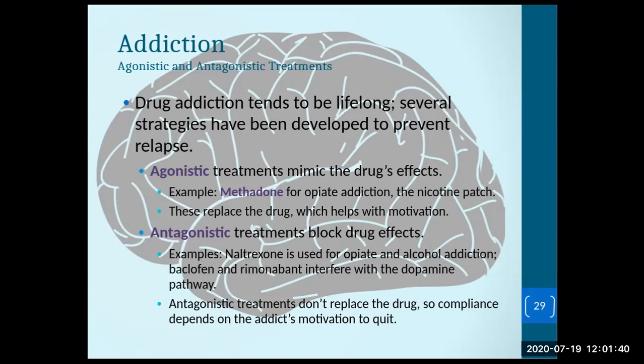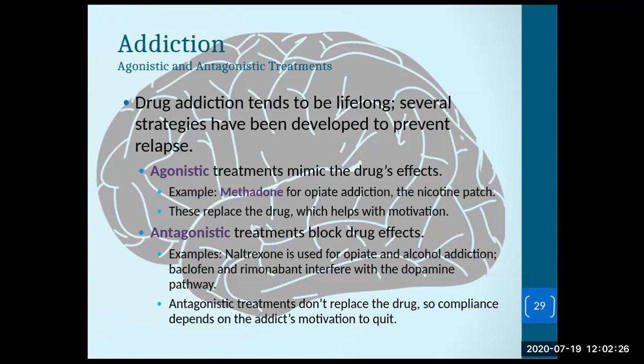So agonistic treatments are ones that mimic the drug's effects, like methadone with less potency. The nicotine patch, less potency, right? So these replace the drug, which can help with motivation. The nicotine patches and gums seem to be better at doing this because nicotine is not nearly as strong. But methadone has seen to be a bad idea and not very effective because it is a much stronger signal, shall we say. It's a much stronger drug with the opiates, and it's a much stronger physical addiction.